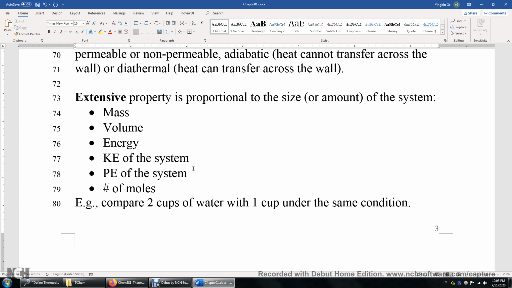Mass is extensive. So is volume. 2 cups of water has a volume 100% larger than 1 cup of water. Same for energy, kinetic energy, potential energy. You may imagine every single water molecule has a certain amount of energy, and if you have twice the number of molecules, you have twice the amount of energy.